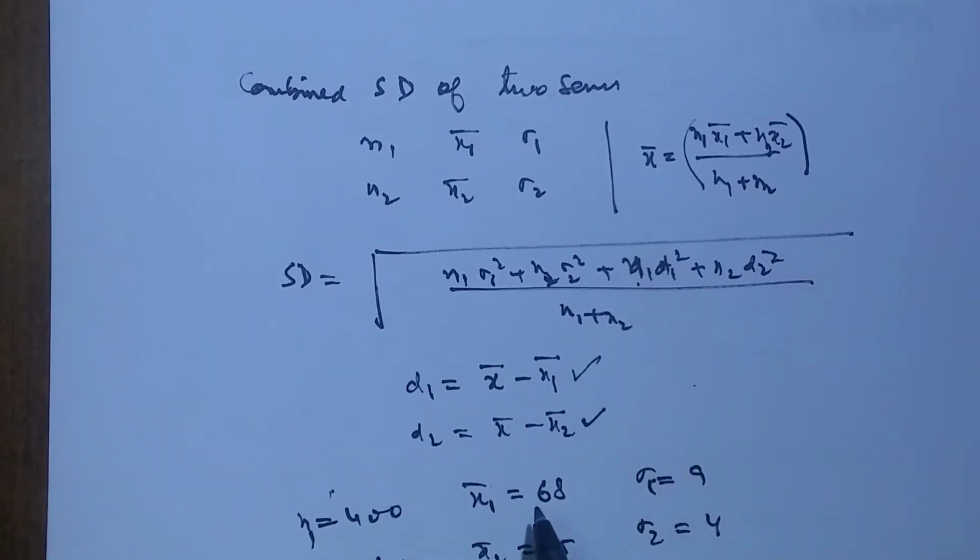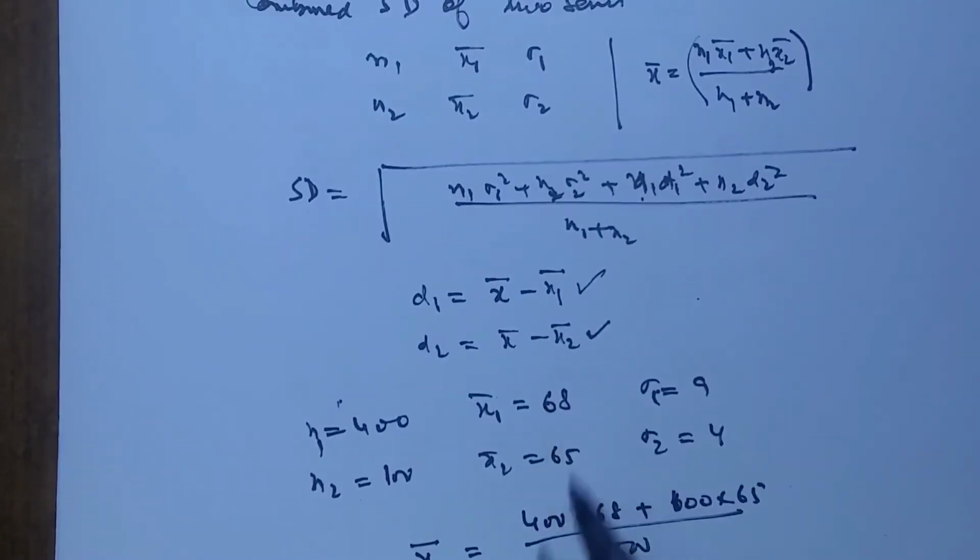Let's suppose n1 and n2 are given to me. 62 is the mean of the second series. We find the combined mean: 468 plus 100 into 65 divided by 500. What is d1? This minus 68, this minus this, that is d1.